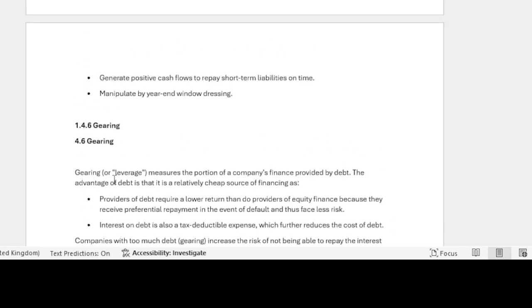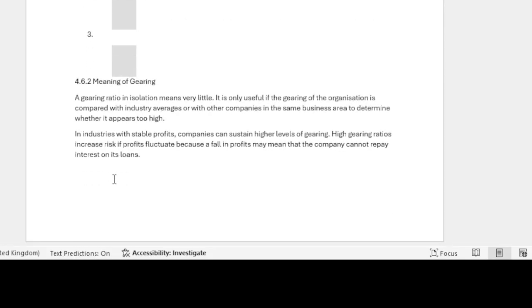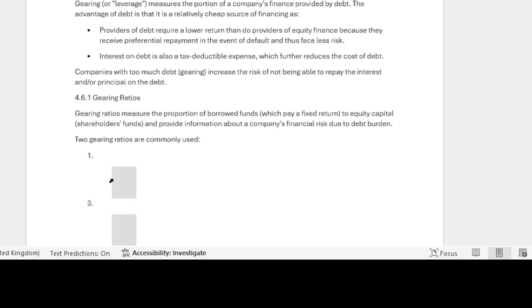We also have something called gearing. Like I said, gearing is getting into debt. So under gearing, we look at the company's finance that has been provided through the debt channel, or by debt. We can compute that by using the gearing ratio. We're trying to see how much the company has consumed as debt, and the higher the gearing ratio, the higher geared the company is.